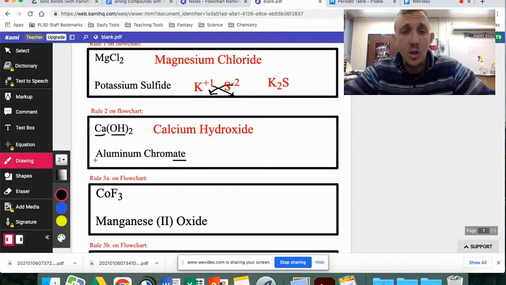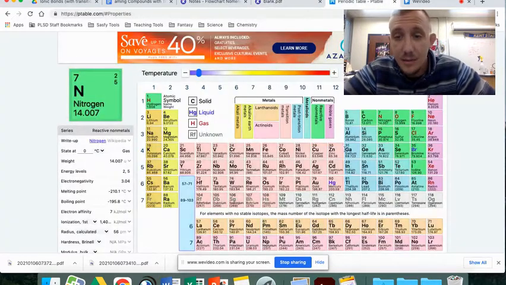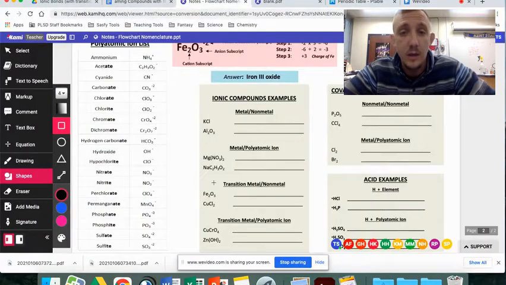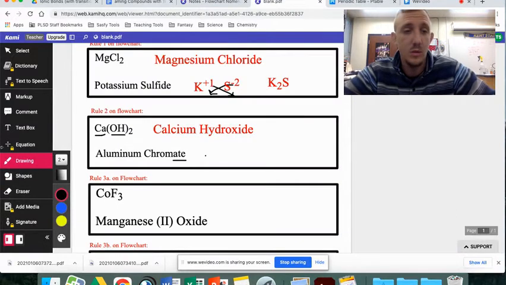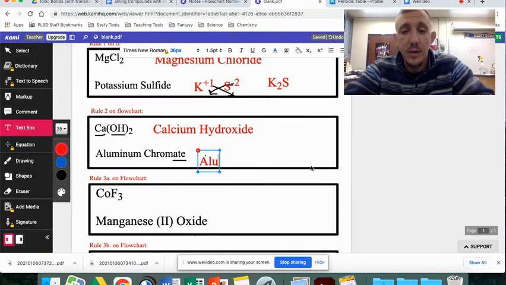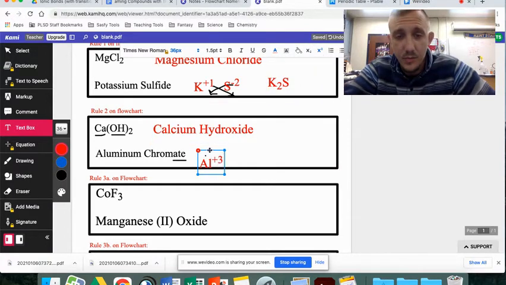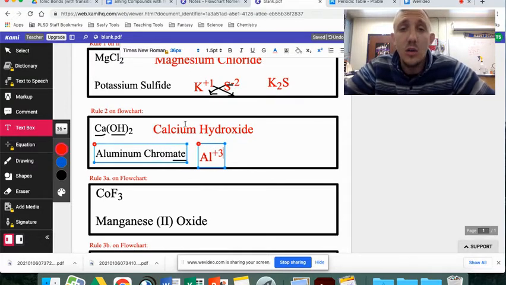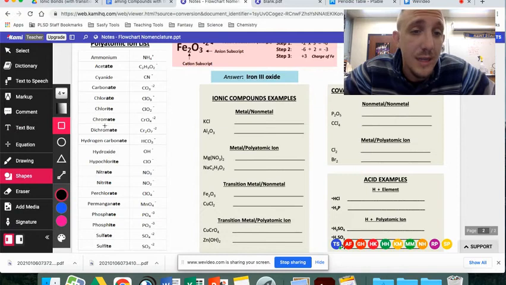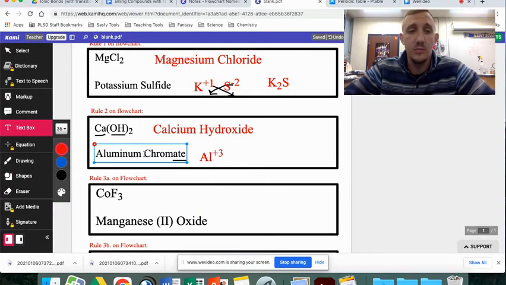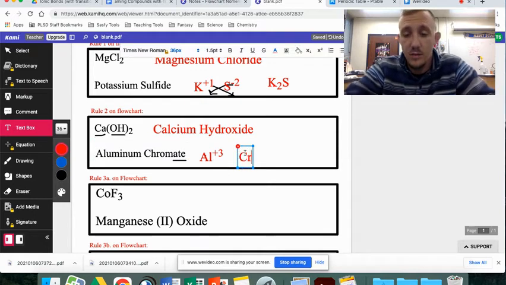Okay, so I have aluminum and chromate. Well, if I look at aluminum on the periodic table, aluminum is a metal and it's in group 3, so it's going to be a positive 3. So it's going to be Al plus 3. And now I'm going to find chromate. Once again, you look on your polyatomics, chromate's right here. It's going to be CrO4 minus 2.